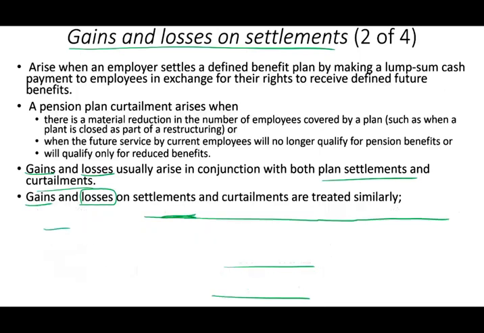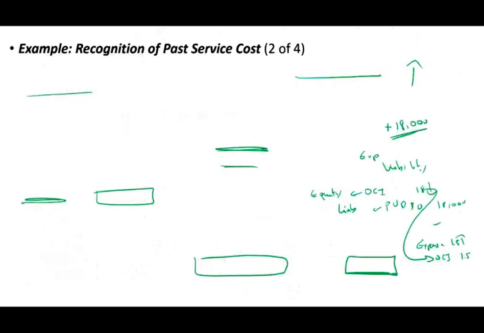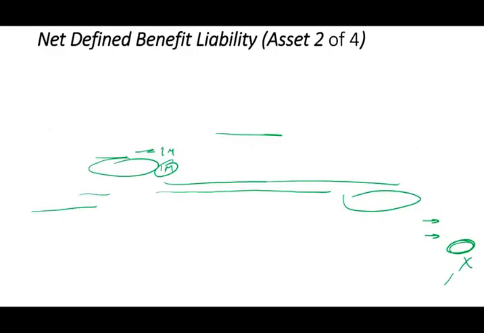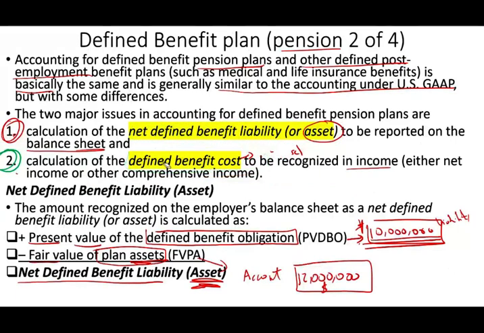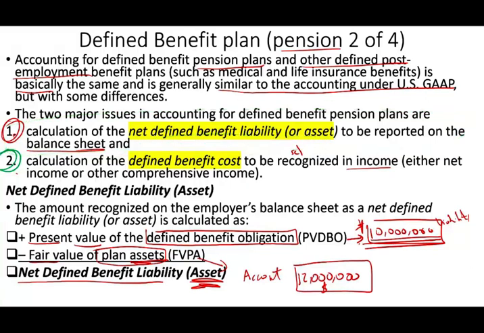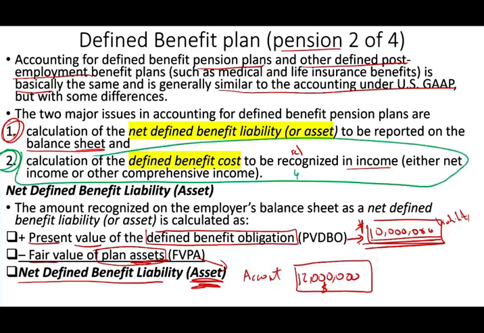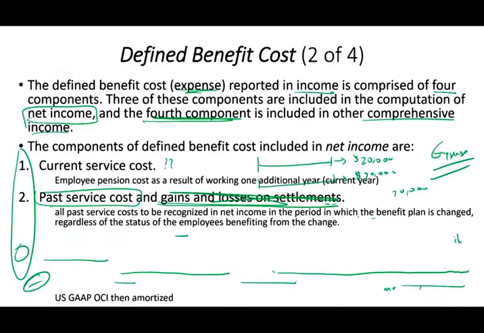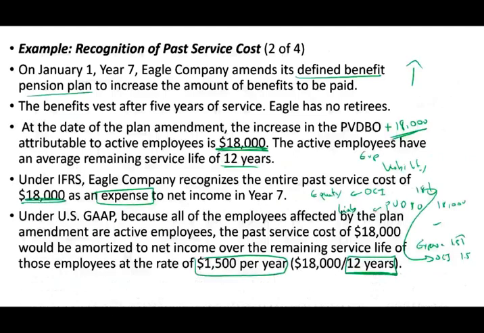So basically, all this talk that we've been talking about now is about just this one here. Okay, how do we compute this cost here, defined benefit cost? Remember, there are four components. We covered three out of the four. So we still have one more to go, and those three go on the income statement. The fourth component is called remeasurement, and let's talk about remeasurement.